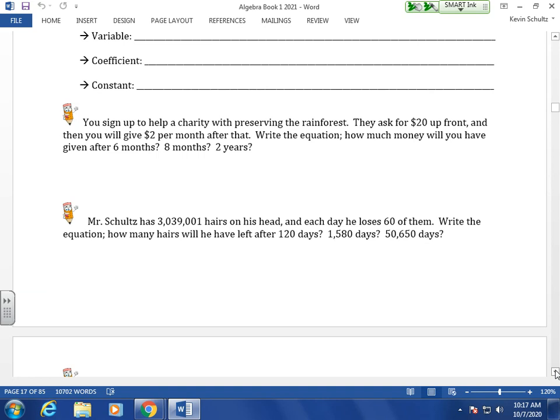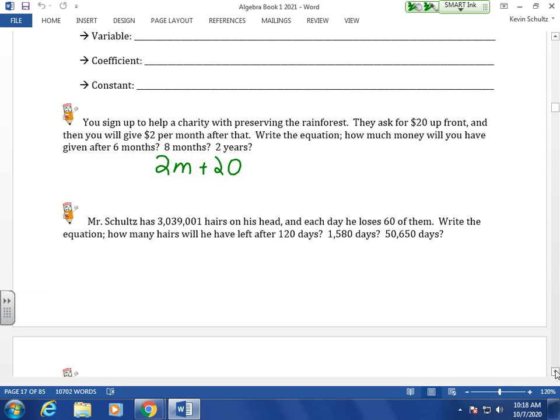Who's got an idea? An equation that will give us the total amount of money given based on different lengths of time. Sepa? So we don't need an equals here yet because this expression will give us that value. But yeah, 2m plus 20. Okay, this plus 20, why is that our constant? Why is the variable separate from that plus 20 there? William? Because it's up front.